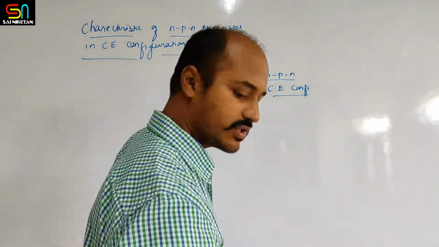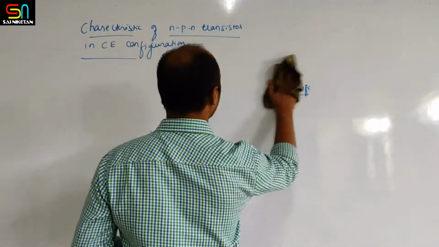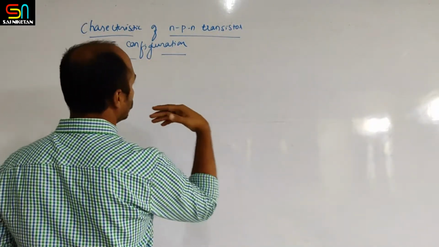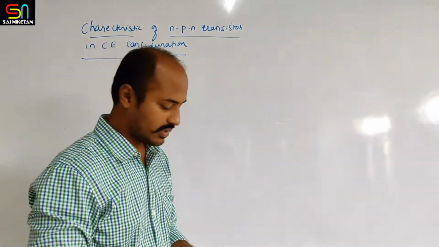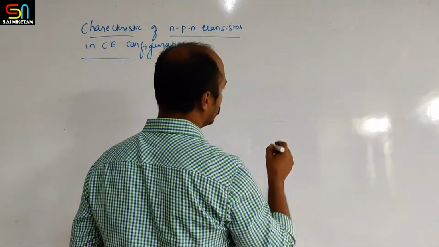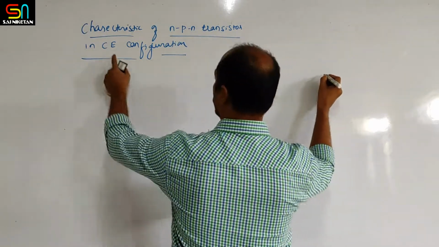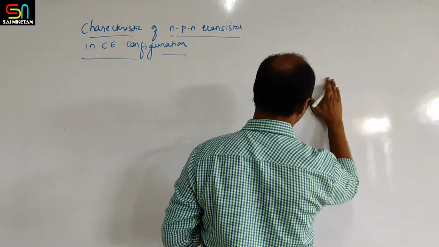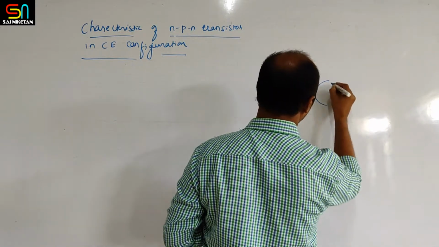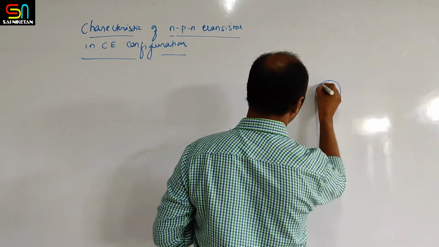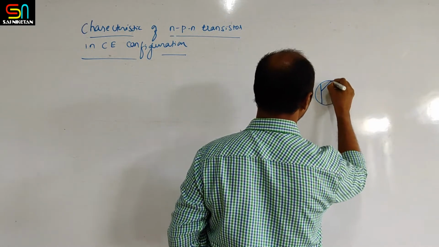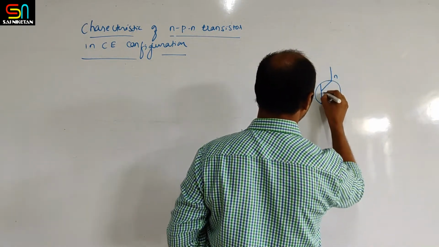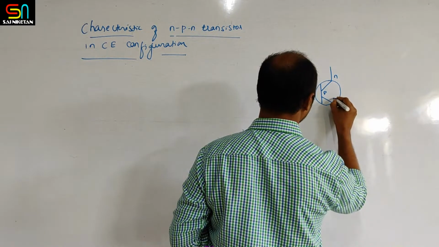So let us first try to draw the circuit diagram for the common emitter configuration, so that we can draw the characteristic. We have to take an NPN transistor. Let me draw the symbol. NPN transistor means this is N, this is P, and this is N.